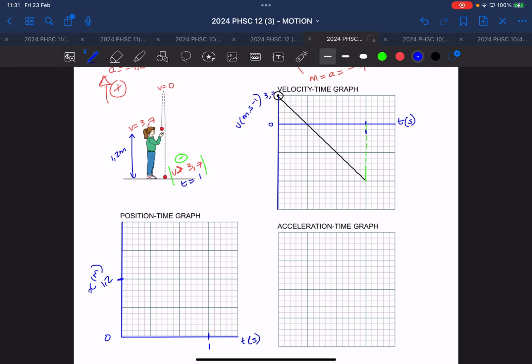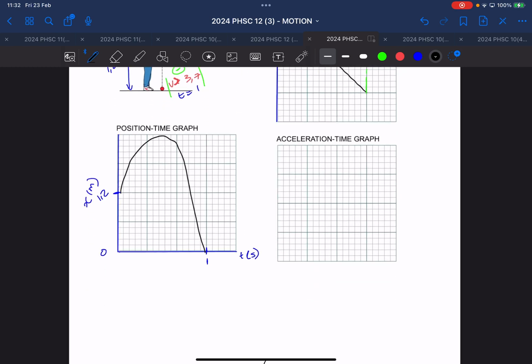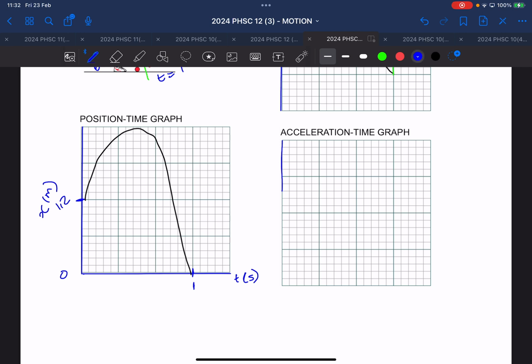And what will the shape of our graph look like? Up and down. And what is our acceleration? Acceleration has to be the base.